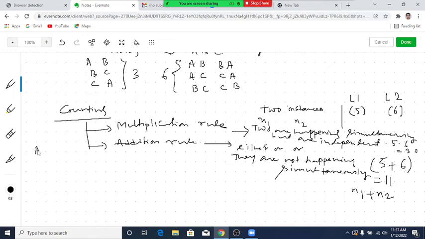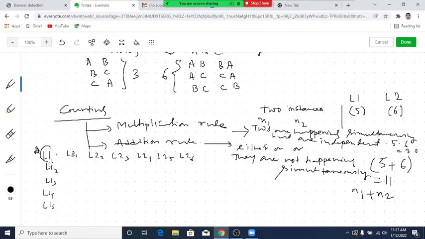Yeah, that means here say L1 1, L1 2, L1 3, L1 4, L1 5. So for L1 1, I can choose the first language from L2, here I can choose L2 2, here I can choose L2 3. For each of these, I can choose L2 4, and I can choose L2 5, and I can choose L2 6.